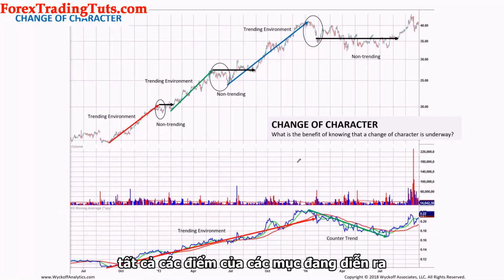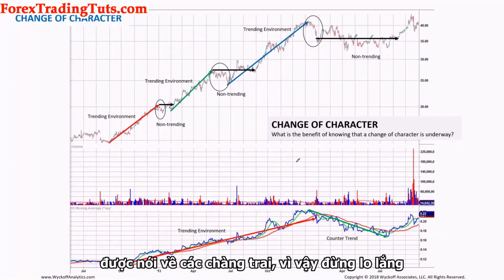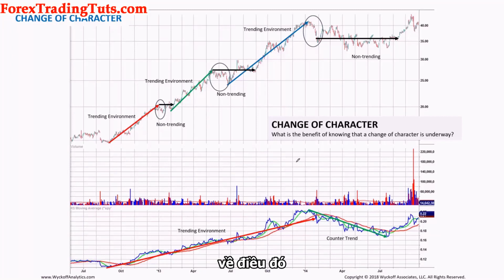So all of the points of entry are going to be talked about, guys, so don't worry about that. All of the confirmations are going to be talked about. It's just a lot of material, and obviously I can't give it to you right away, so we'll see how it's going to unfold.